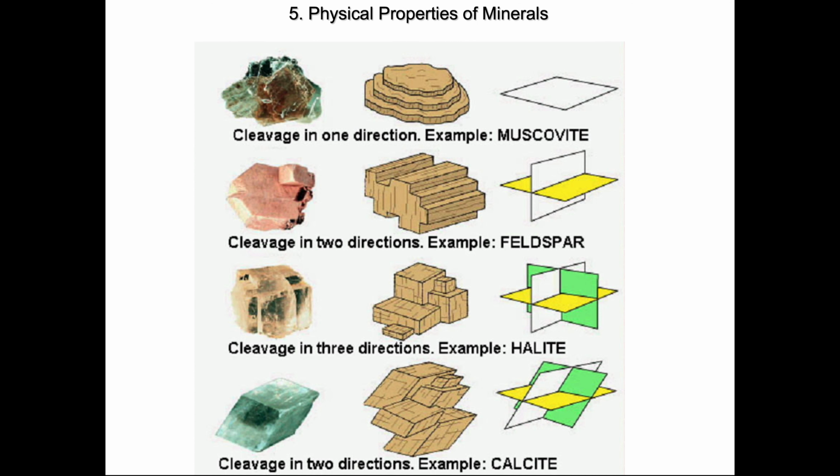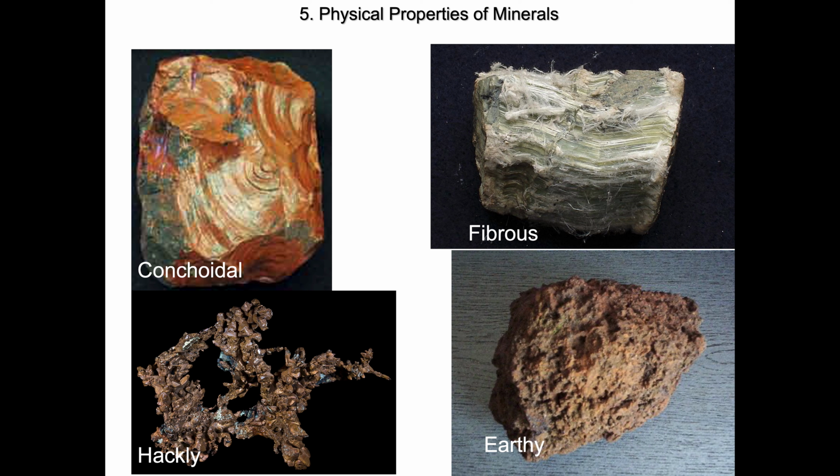So here we have some examples. Cleavage in one direction, muscovite. This peels away in thin sheets. In feldspars, we have cleavage in two directions, our example being, say, albite or anorthosite. Cleavage in three directions, in this case cubic cleavage, is exemplified by the mineral halite. Cleavage in three directions, in this case rhombohedral cleavage, because the resulting surfaces are rhombohedral shaped, is represented by the mineral calcite. And here we have some examples of fracture.